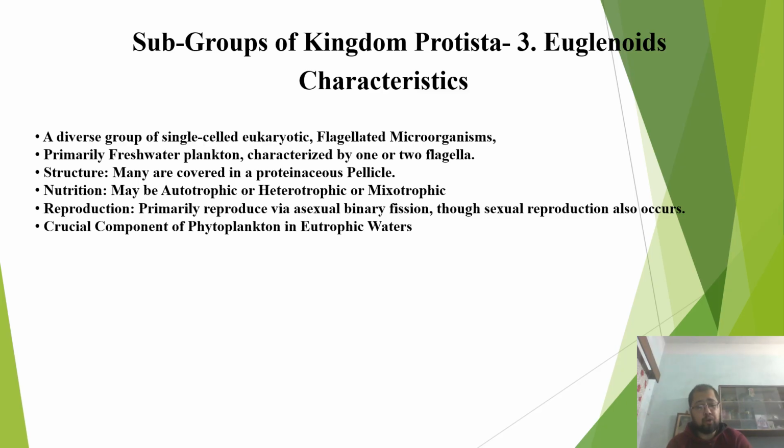Now, they may be autotrophic or heterotrophic with respect to their mode of nutrition, or they might employ autotrophic and heterotrophic modes of nutrition simultaneously, and this is called the mixotrophic mode of nutrition. They reproduce primarily asexually via binary fission, though sexual reproduction also occurs. They are crucial components of phytoplankton in eutrophic waters.